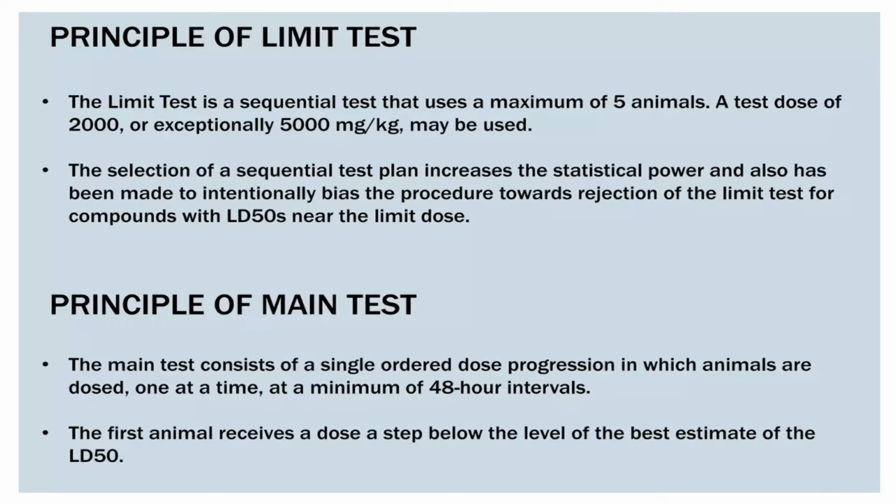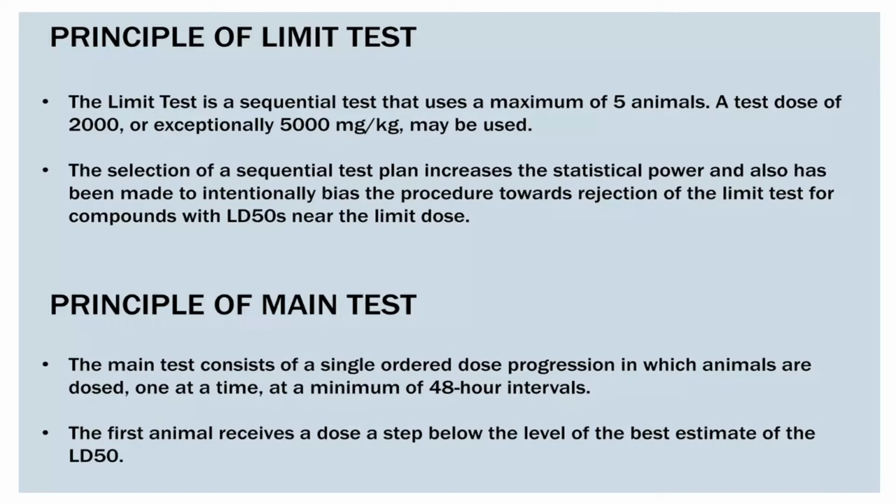And then if animals are not dying, you can decide that your LD50 is more than 5000 mg per kg. And if on the first dose or second dose it is dying, we have to reduce the dose by dividing the dose 5000 by 3.2, and that will be around 1750 mg per kg. So next we will see in this procedure.